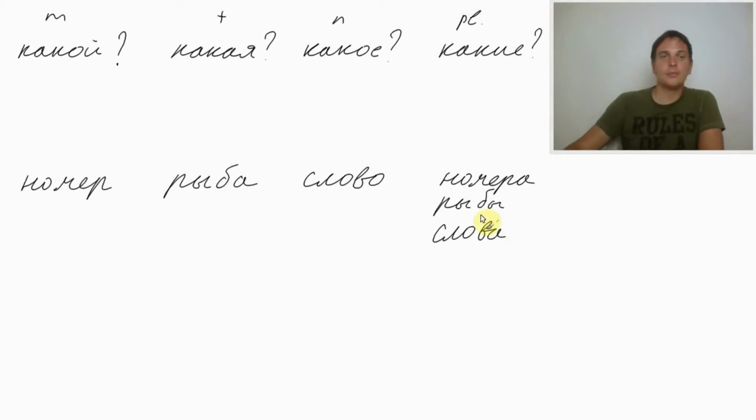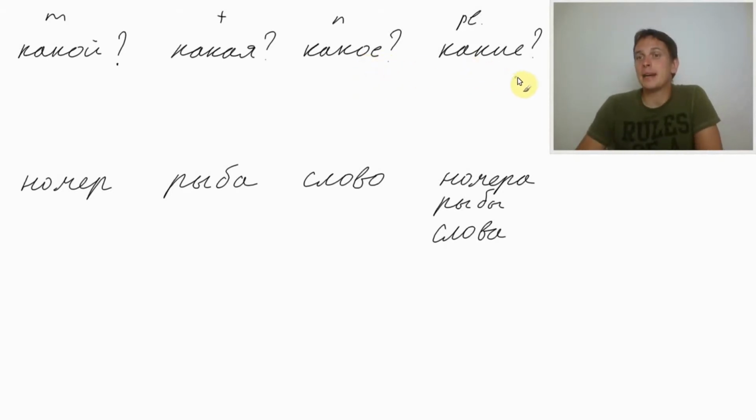Words. So, which number? Какой номер? You can also ask какой номер if you are checking into a hotel. Which room do you have? Какой номер? Can you hear my intonation? I raise the intonation on какой and proceed with номер in standard, monotonous intonation. Какой номер? Какая рыба? Which fish? Какое слово? Which word? Or what word? What kind of word? Какое слово?